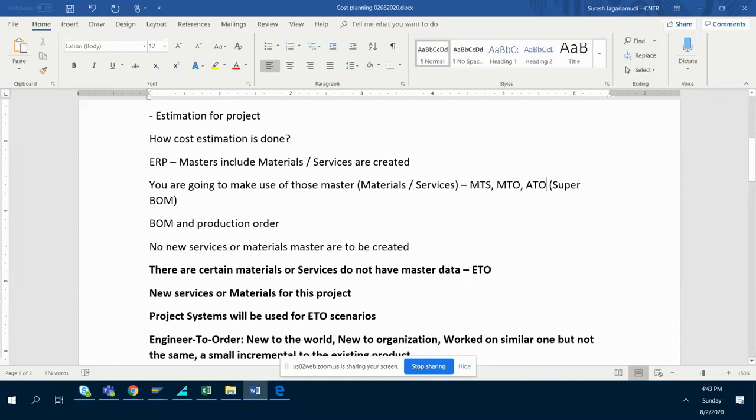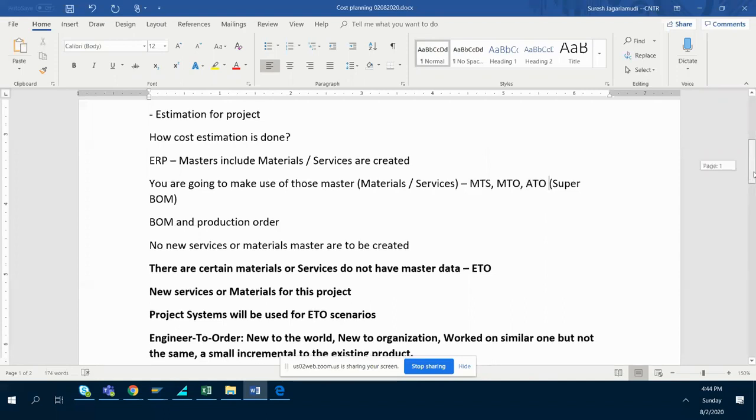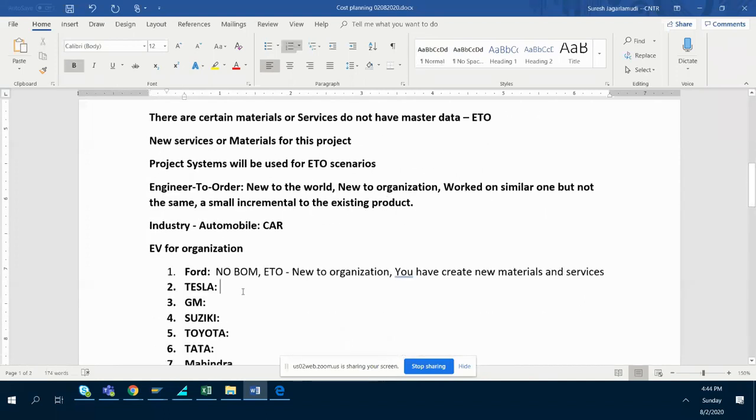See, MTS will become once it is commodity. Commodity means it is everywhere, it is common. That means standard, like bolts, screws, nuts, those come under MTS. But not a vehicle, the entire thing is going to come under ATO. Are you getting what I'm saying? For him, it is existing BOM. It is not new BOM, existing BOM.